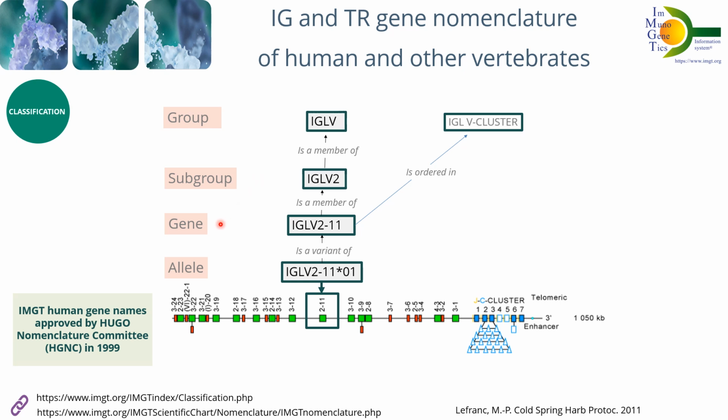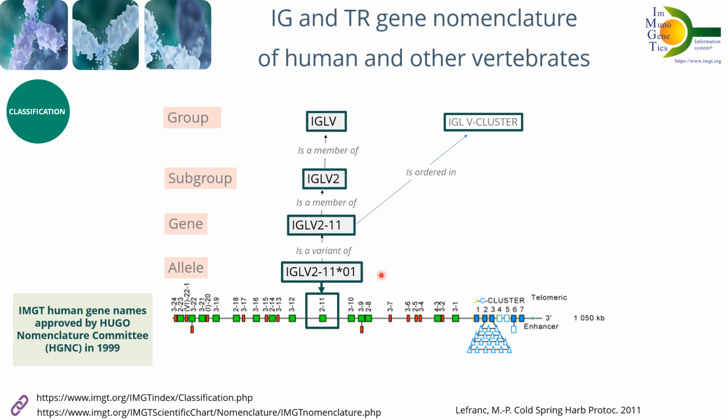Then we have the concept of gene, which is characterized by its position within the locus or in the V cluster. We have the example of the gene IGLV2-11, which belongs to the subgroup 2 and is in 11th position within the locus and among the variable genes starting from the 3' end of the locus.